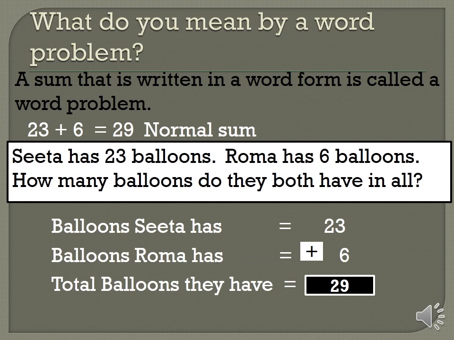So here you can see the first number is 23. So we have written the statement as balloons Sita has. And the second one is balloons Roma has, that is equal to 6. And the last statement gives us the answer, that is total balloons they have. When we add 23 plus 6, we get the number 29. So that is the total number of balloons and that is the answer which is asked. So this is how we solve a word problem.